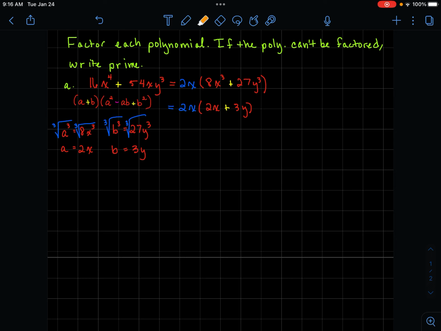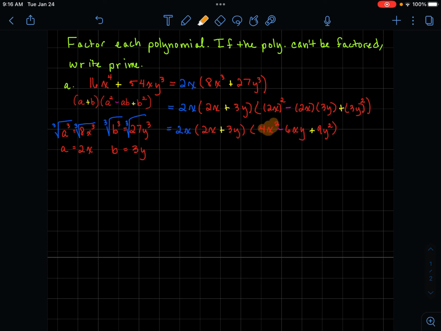We have a sum, so the first factor is going to be a plus b, so 2x plus 3y. And then in the second parenthesis, it says a squared, so I have to plug in 2x to the second power, followed by the minus sign, and then 2x times 3y, because that's a times b, and then finally plus b squared, so 3y squared. We'll have to go in and simplify all of this.